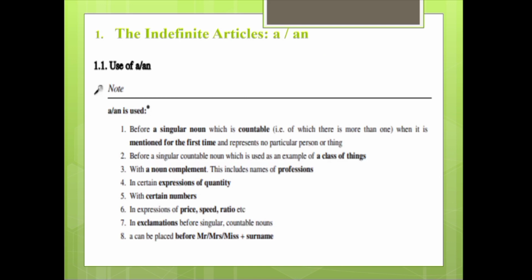A and an are used before a singular countable noun which is used as an example of a class of things. They are used with a complement. This includes names of professions. They are used in certain expressions of quantity. A and an are used with certain numbers. A and an are used in expressions of price, speed, and ratio. A and an are used in exclamations before singular countable nouns. Last but not least, a can be placed before Mr., Mrs., or Miss plus surname.